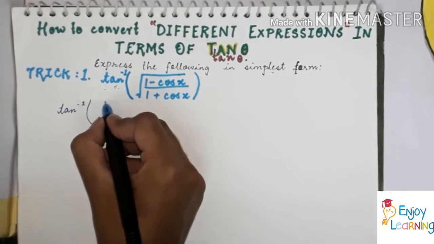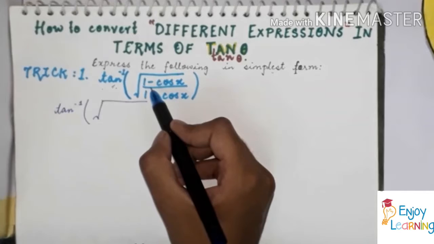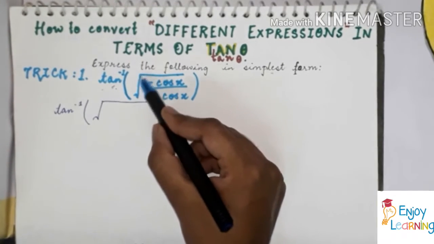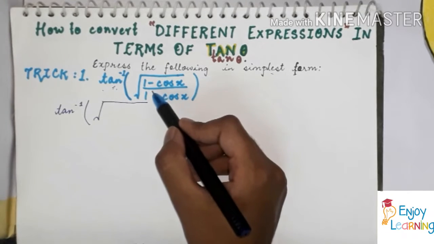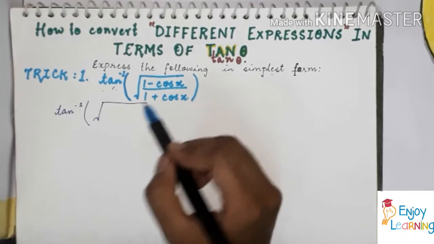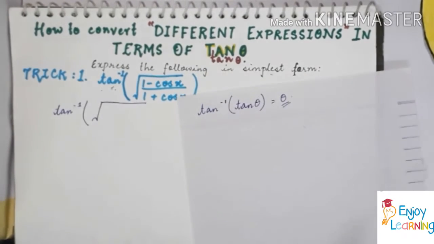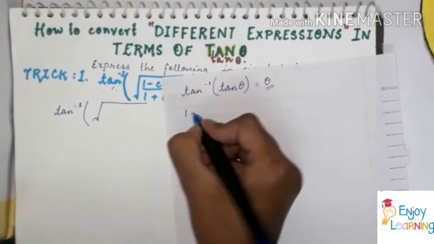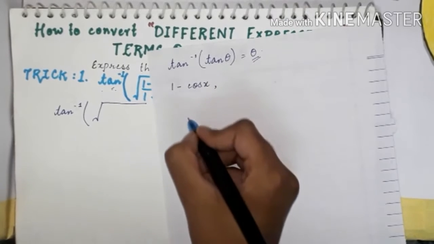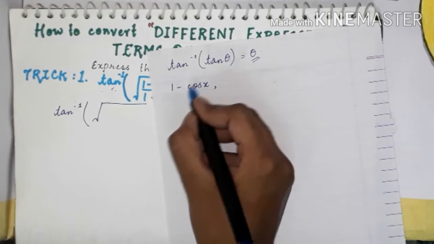Here is a very important trick. Whenever you get 1 minus cos x, we always attempt to remove this 1. Or whenever we get 1 plus cos x, we always attempt to remove this 1 in both the cases. Now how to remove it? Just keep in mind, when you get 1 minus cos x, you have to use the formula of cos 2x in place of this cos x.